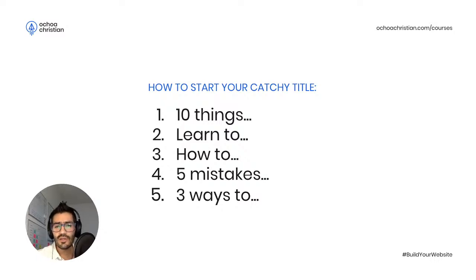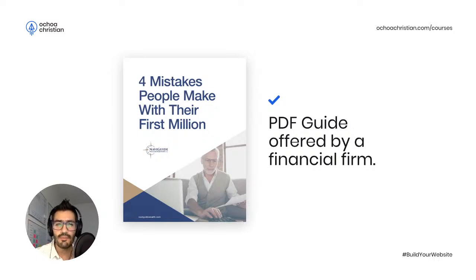But as you see, you can just start with something like this and you can make a catchy title so people will like to learn more about the subject that you're talking about. So this will be a very simple tip that I can give you. And let me show you some examples. This is one that I got from Google while I was searching. And this one says 4 mistakes people make with their first million. I mean, it's a very simple title, but this was made by a financial firm.